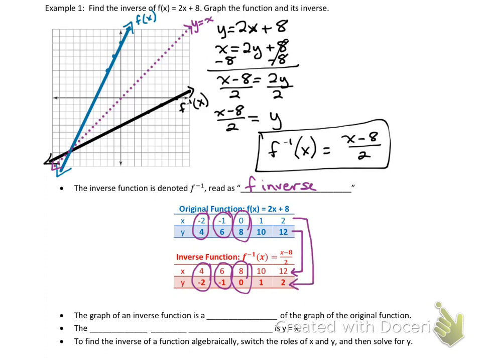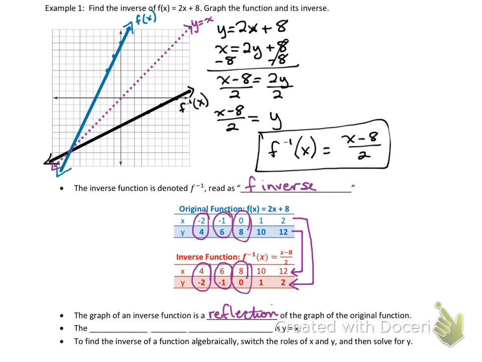So you literally take x and y and you swap it, which is why when you're solving for the inverse, you switch the roles of x and y, because you're taking x and you're taking y and you're flipping their places. So the inputs and the outputs, the x and the y in your graph, are going to be opposites. Okay, that's why they reflect over that line. So the graph of an inverse function is a reflection of the graph of the original function.